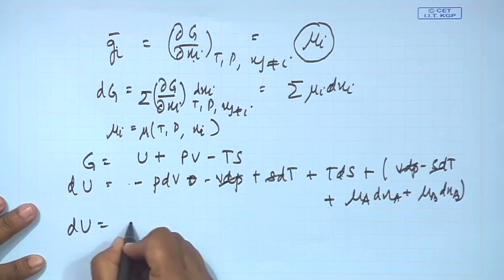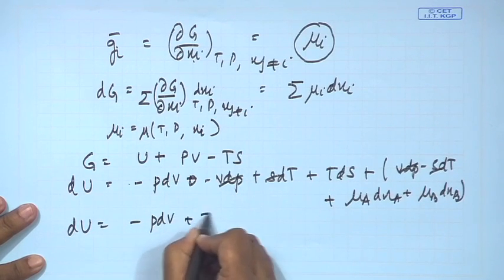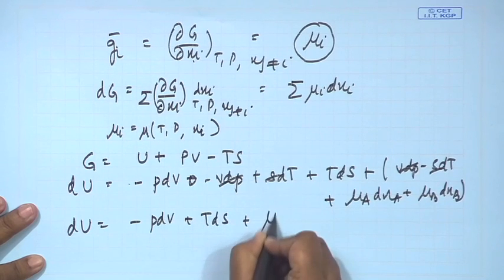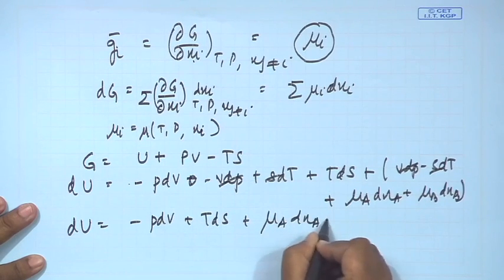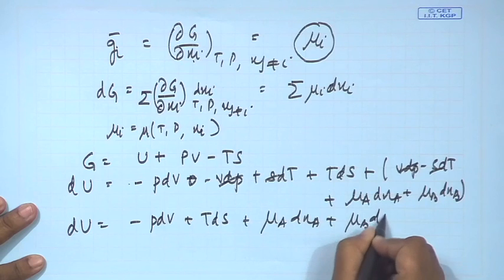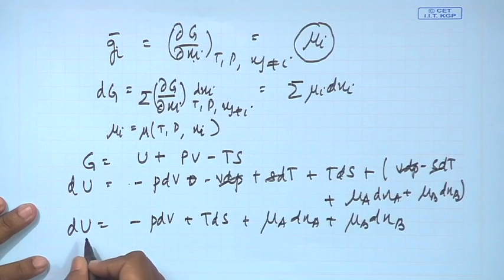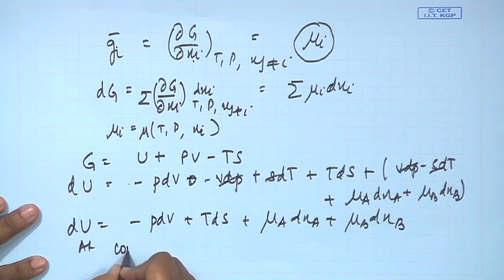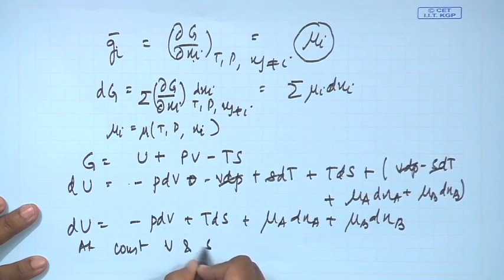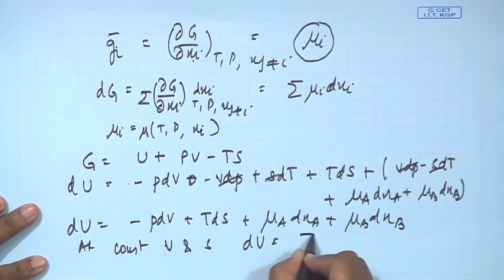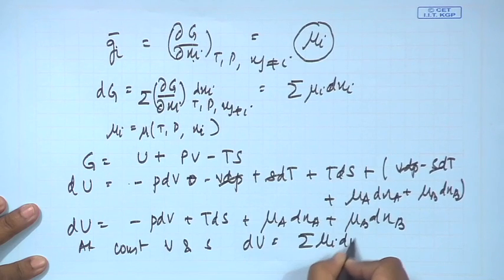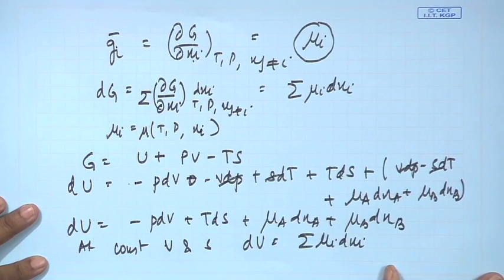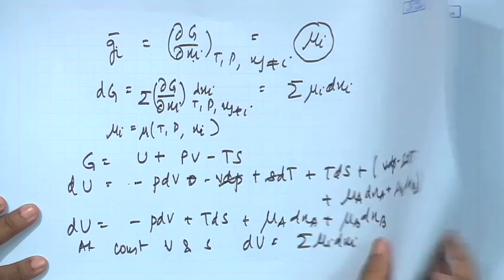We get dU equals minus PdV plus TdS plus mu_A dn_A plus mu_B dn_B, just the way we had done for our pure component systems. So, therefore, at constant V and S, what do we know? dU is nothing but equal to sigma mu_i dn_i.